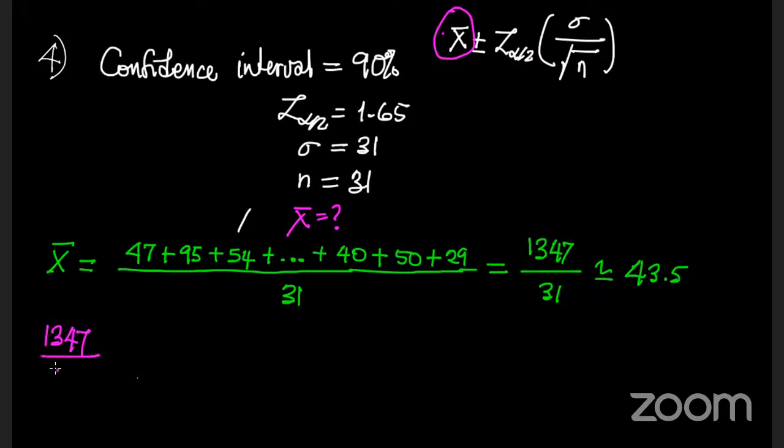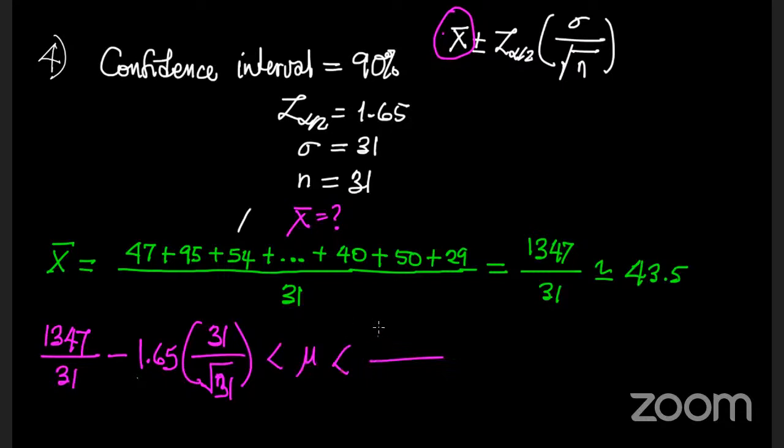1347 all over 31 minus, do minus first. The Z score is 1.65, 1.65 times, this is 31. The standard deviation is 31, and the N is also 31. This is the mean, 1347 over 31, plus, we're doing the right hand side.